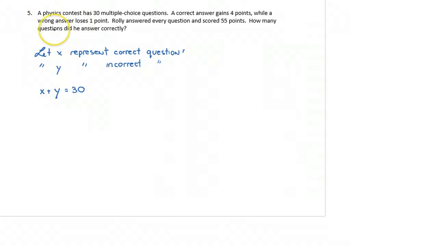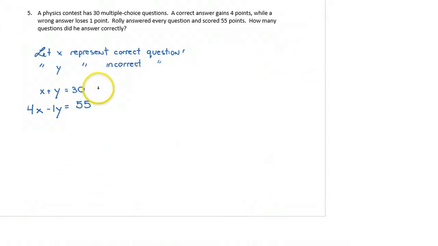So the rest of the information has to do with our score. We get 4 points for every right answer, and every incorrect answer we lose a point. So if we want to add our points up, that means 4 times the number of right questions, which is x, minus 1 times the number of wrong questions, which is y, should give us our total score, which we said is 55.